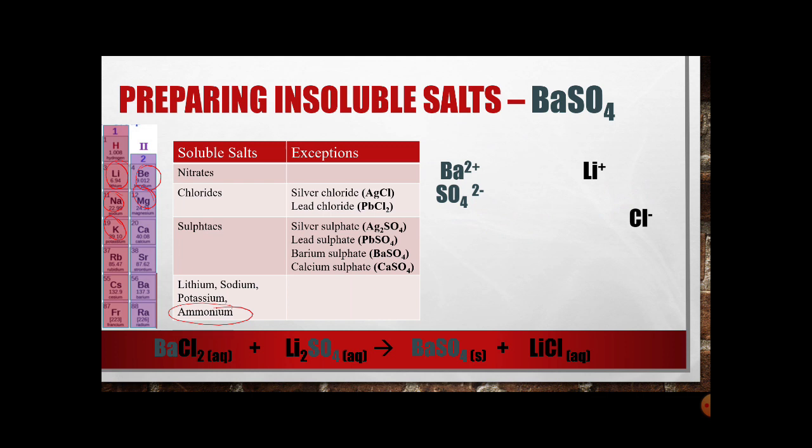Please practice writing the formula of ionic compounds in order to write the correct formula of these salts. Also, practice balancing equations. You may notice that the equations in this video are not balanced.